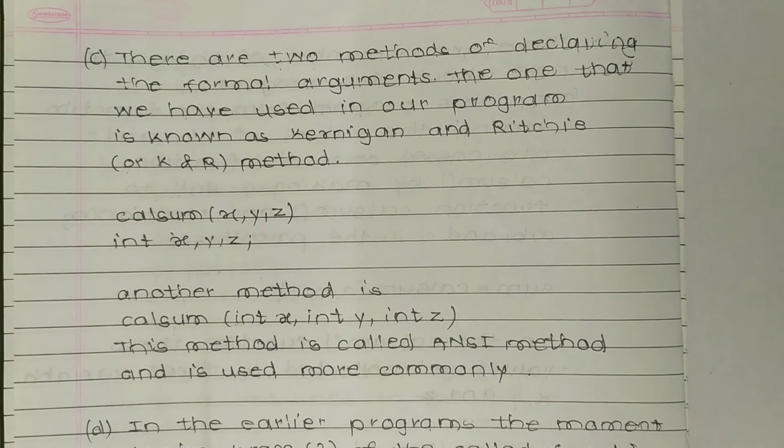So this is a different method in which it is calsum(int x, int y, int z). Inside the function brackets it is written int x, int y, int z, but in the first, K and R method, calsum(x, y, z) is written first, and then separately we write int x, y, z. So these are the two methods.